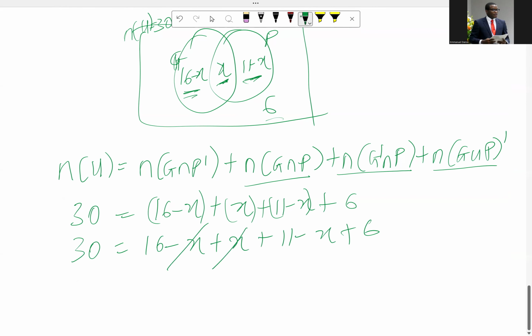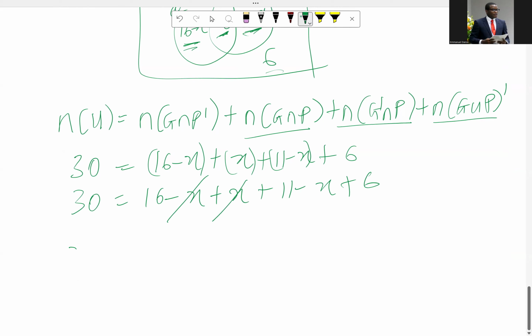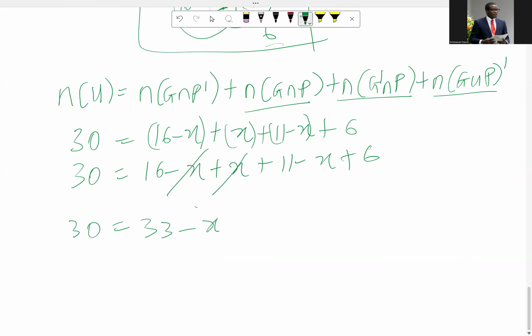Easily, minus X plus X cancels out. So we can have 30 equals 16 plus 11 is 27. 27 plus 6 is 33. So we have 33 minus X. And then that means if you transfer X here and transfer 30 here, so you have X equals 33 minus 33, is it 33? 16 plus 11.